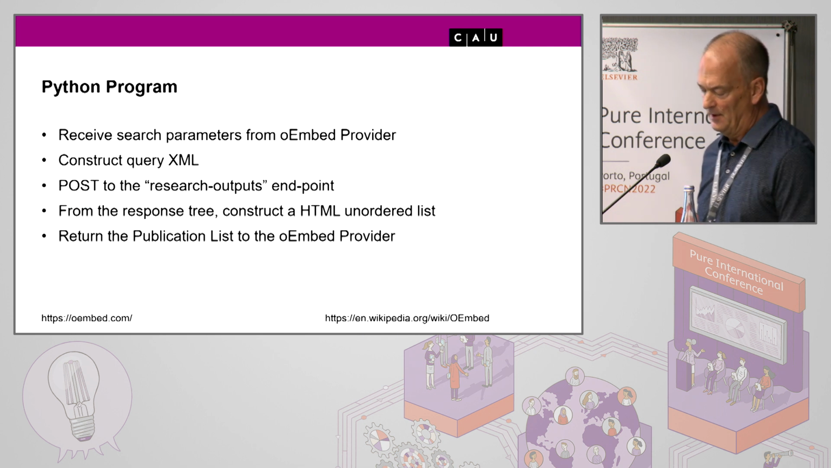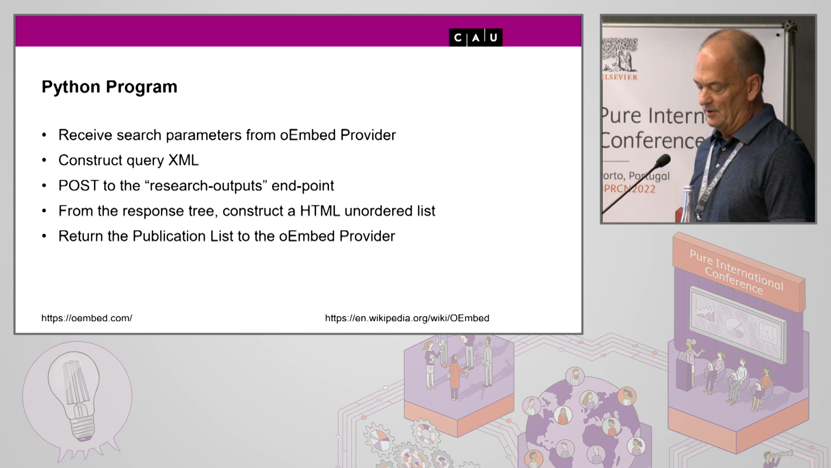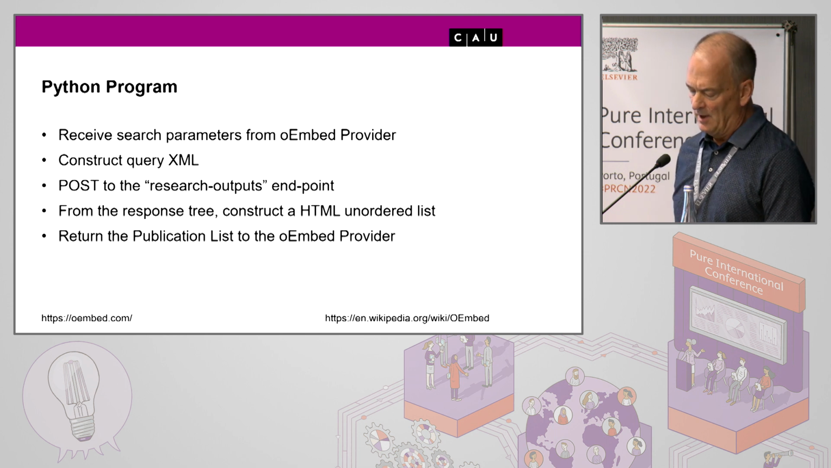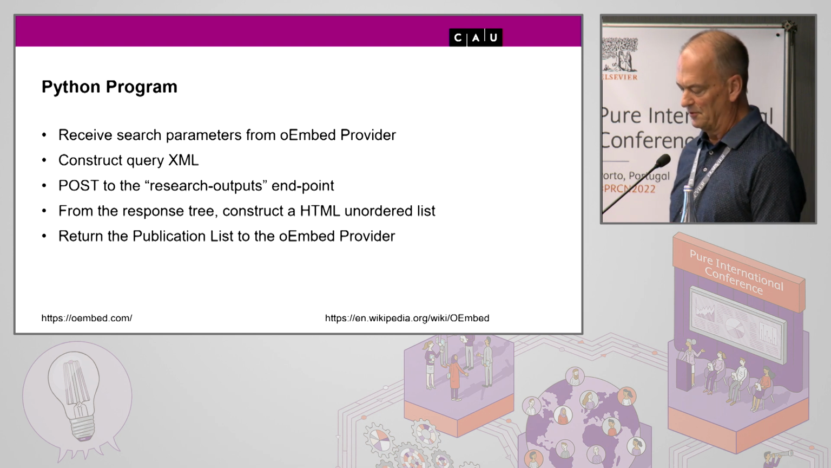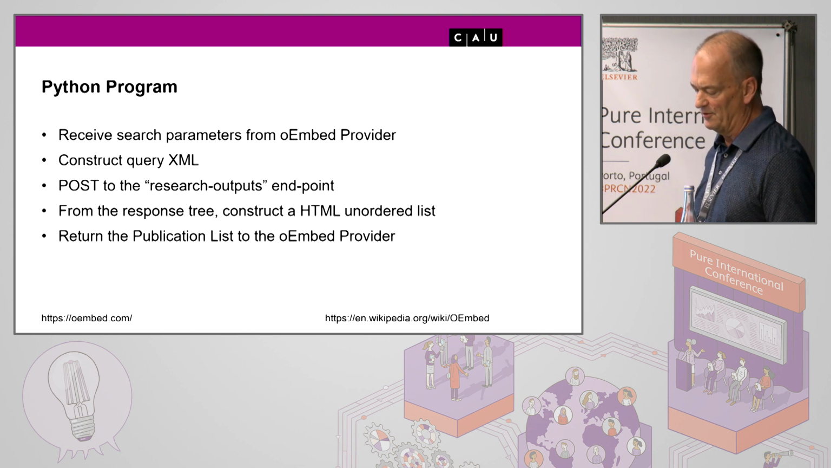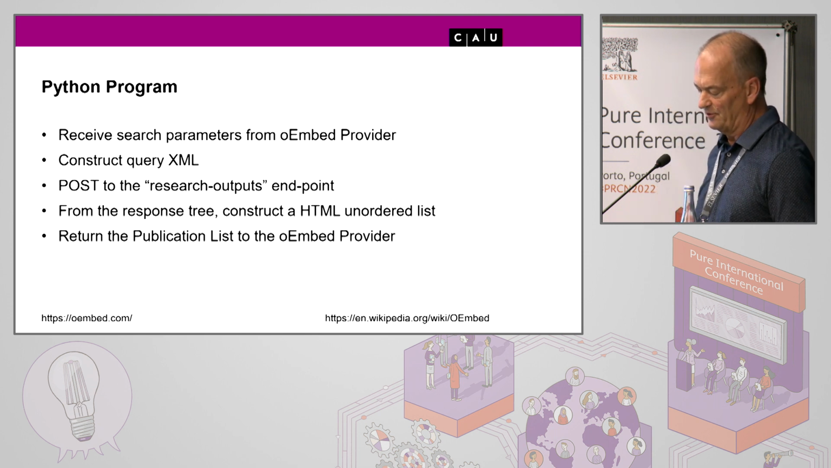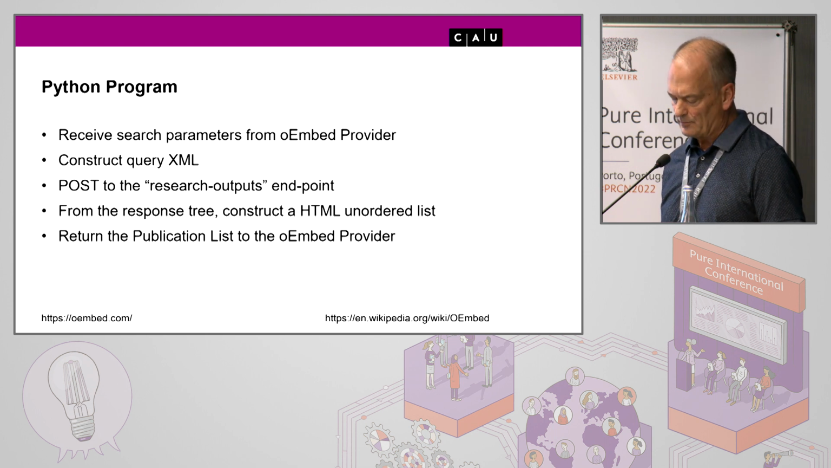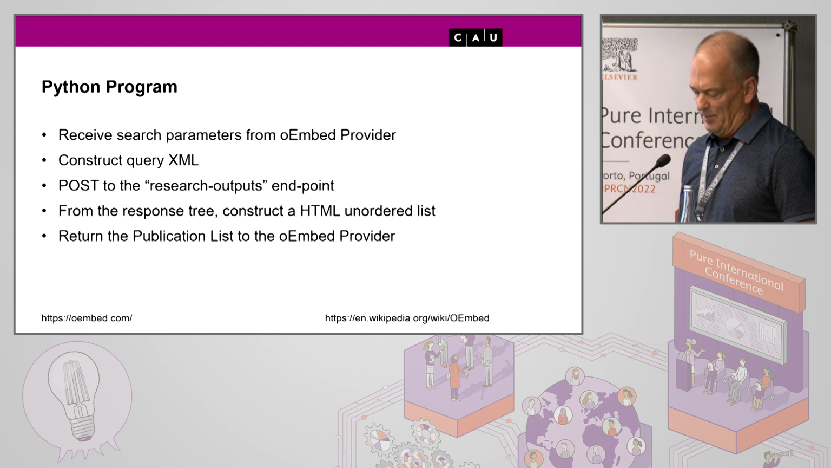The Owenbed server in our computer center is a Linux server running an open source version of iframely. The Python program running in the background performs the following tasks. It receives a parameter list from the Owenbed provider, constructs the query XML, and posts the query to the Pure Web Services endpoint, and handles a response. It formats the HTML and returns it to the Owenbed provider.